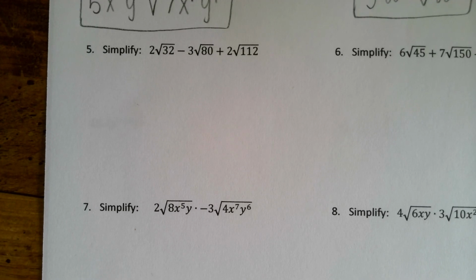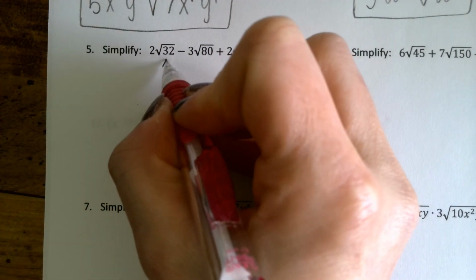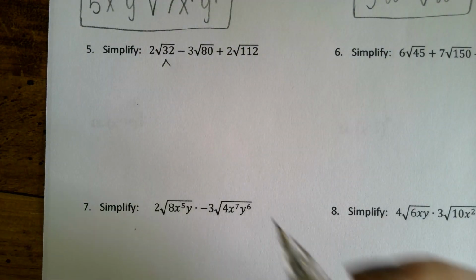Number 5 says simplify, and then it gives me 3 square roots that are all trying to be added or subtracted together. The big idea here is that I can't add and subtract square roots or radicals unless the stuff on the inside is the same, so that radicand needs to be the same. The first step that I need to do here is start with simplifying. So I'm going to take all the numbers on the inside of my square root and break them down.